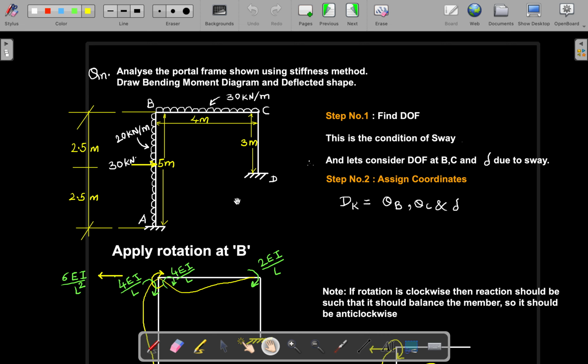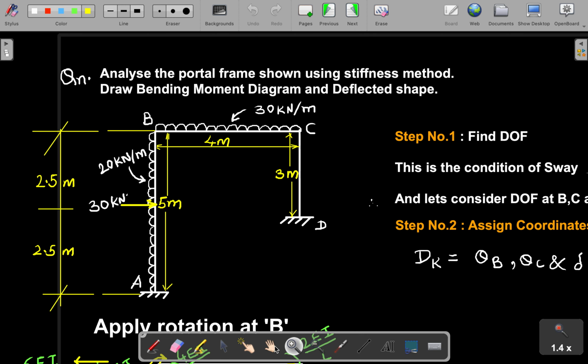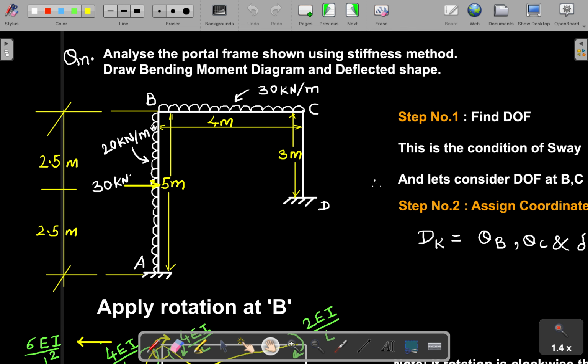Dear students, now let's understand one question. This is a case of swaying. How does the swaying happen? Here you can see there are legs AB and CD. They are not at the same level, and a horizontal force of 30 kilonewton is acting here, and there is also a UDL acting over here. So by looking at this, this is a case of swaying.